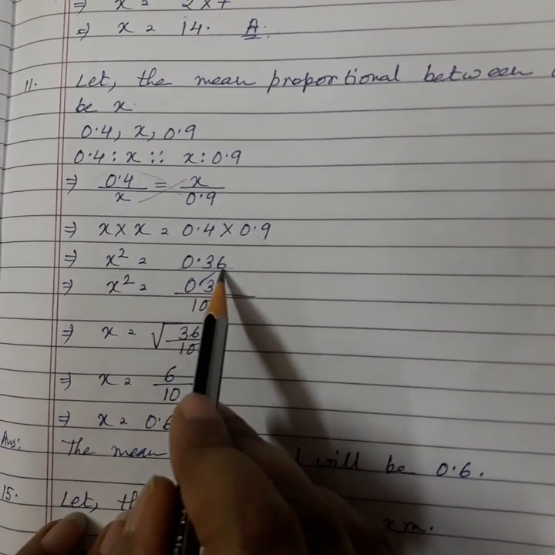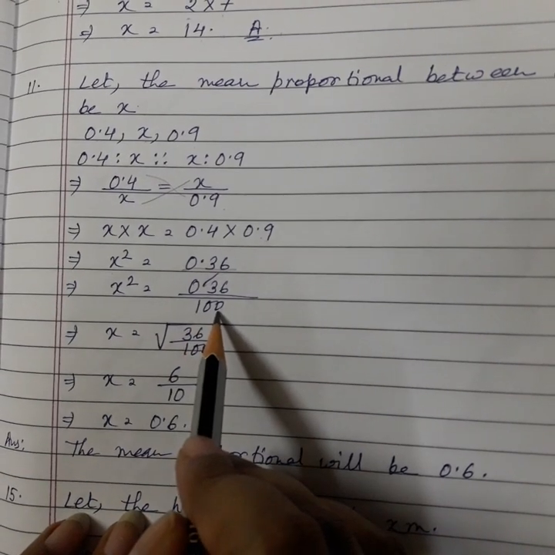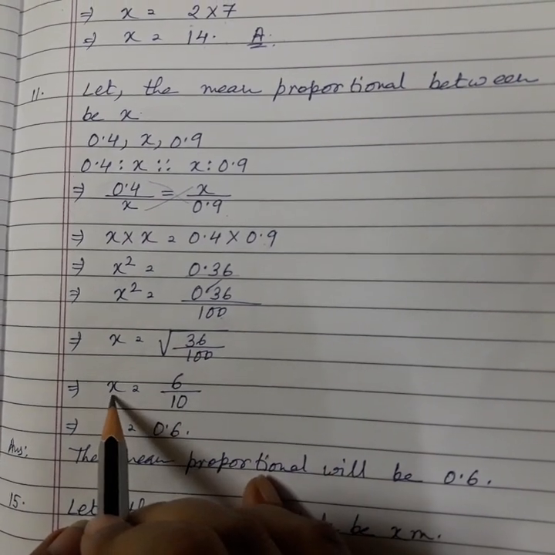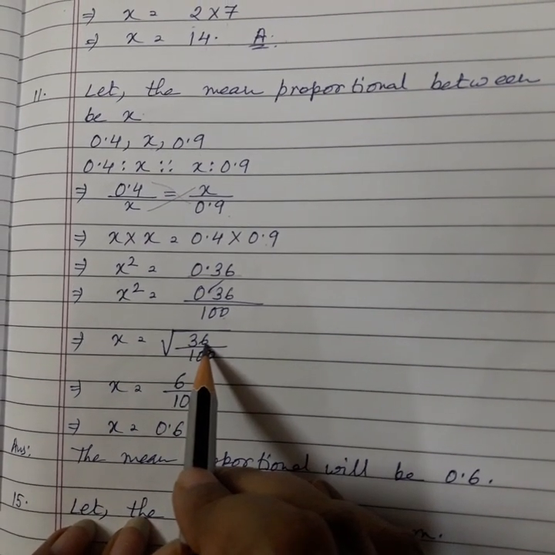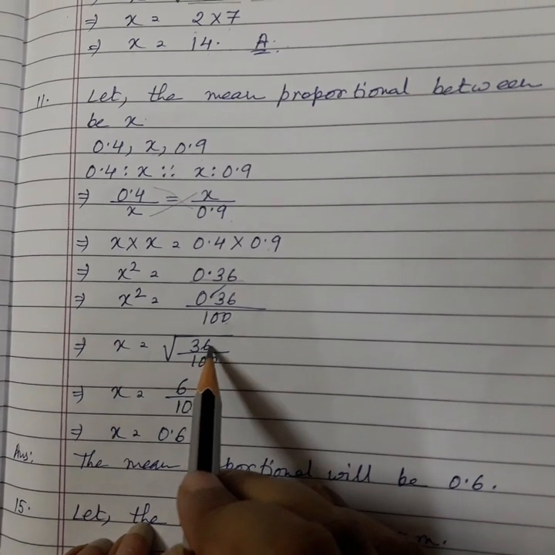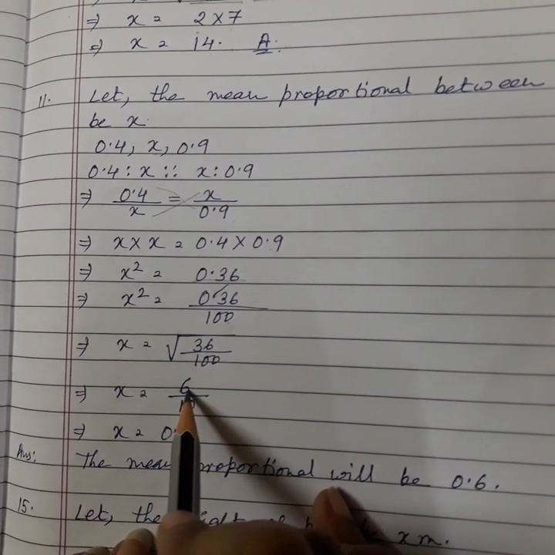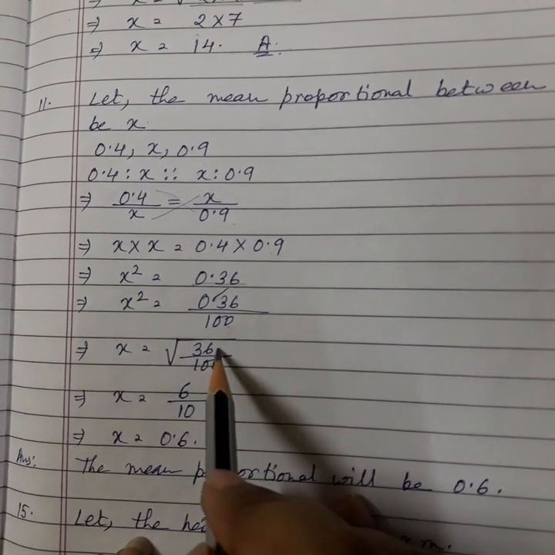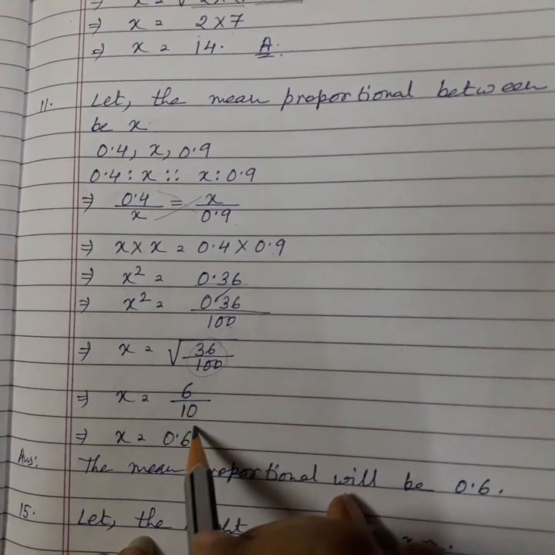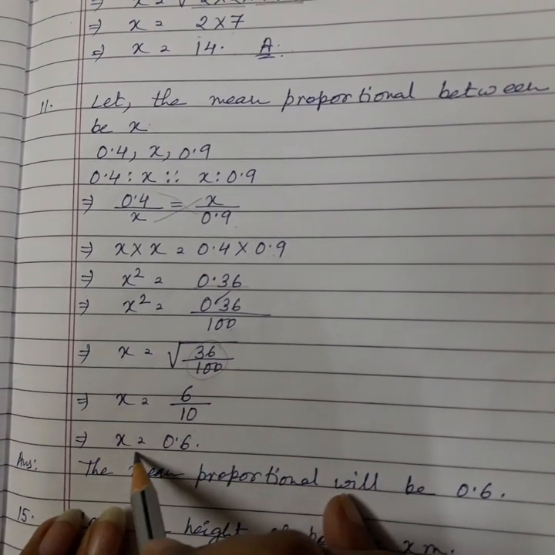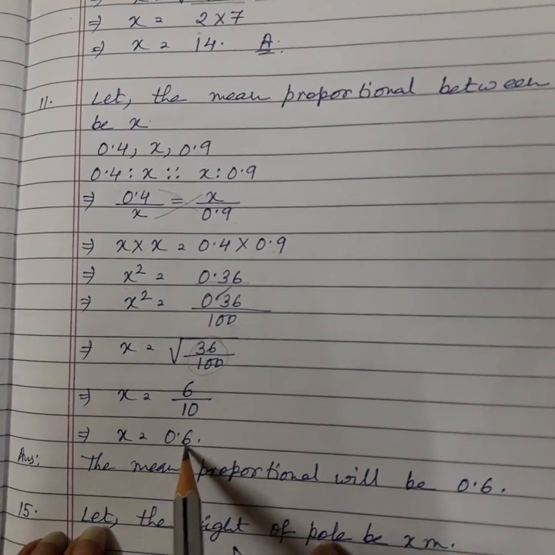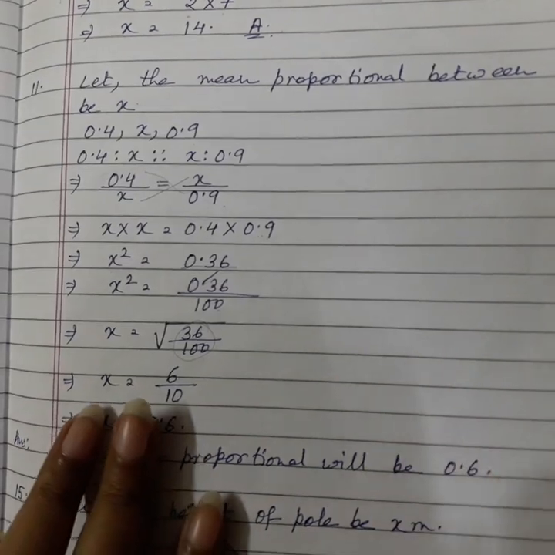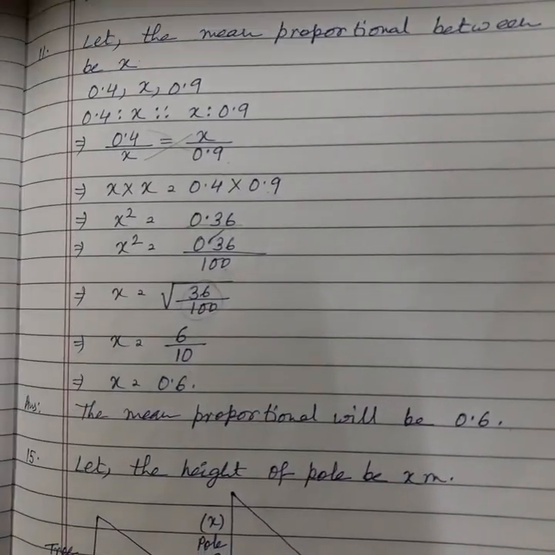Then we eliminate the point, so the denominator is 100. x equals what will come? Square root of 36 by 100. Square root of 36: 6 square is 36, so 6 comes. And 100 is 10 square, so 10 comes. So 6 by 10 comes. By doing LCM also you can do it, but directly I have done. So 6 by 10 means 0.6. So x equals 0.6, the mean proportional is 0.6. This type of calculation you have already done in class 6. The same types of sums are there.